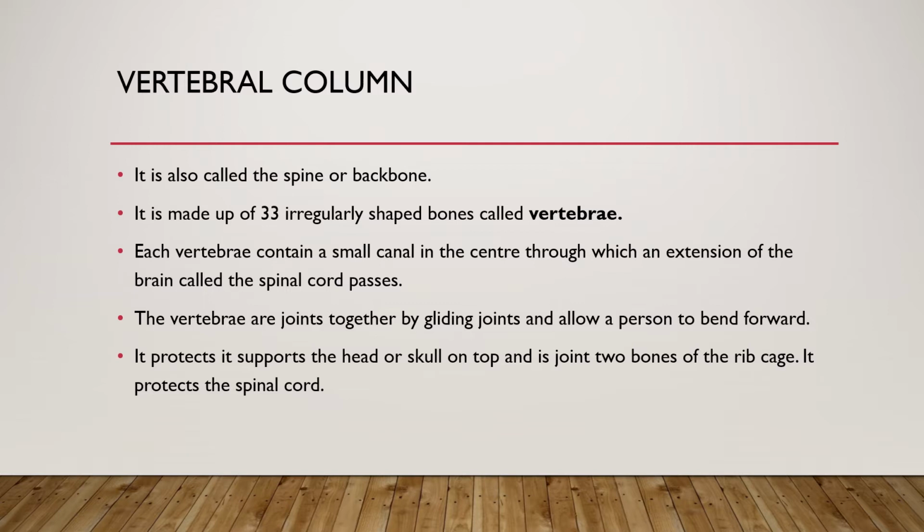Okay. Here, the vertebrae are joined together by which joints? We have already discussed in gliding joints that the gliding joints are present in the vertebral column as well. So, vertebrae are joined together with the help of gliding joints. It means that there is very little movement. We can only move slightly back or forward. Not very much movement is possible through vertebrae. It supports the head. The functions are, it supports the head, and it also joins the bones of the rib cage. It also protects the spinal cord.